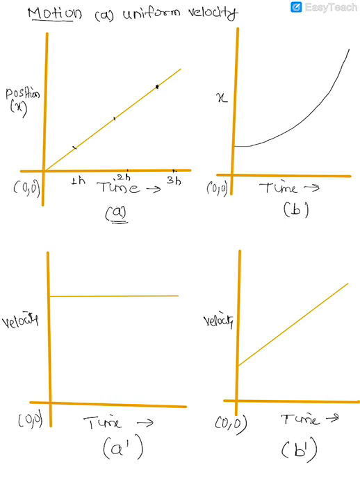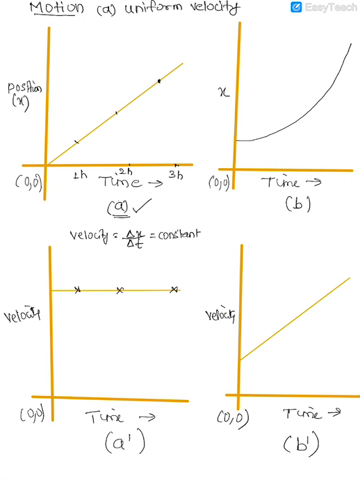So we know that velocity is equal to displacement upon time, and if this is constant, that is if the change is constant, it would be a constant velocity process. So you would find that the velocity would be constant. So figure A and figure A dash, they mean that the velocity is constant. Okay, the velocity is not zero, it is constant. One needs to understand the difference between the velocity being zero and the velocity being constant.